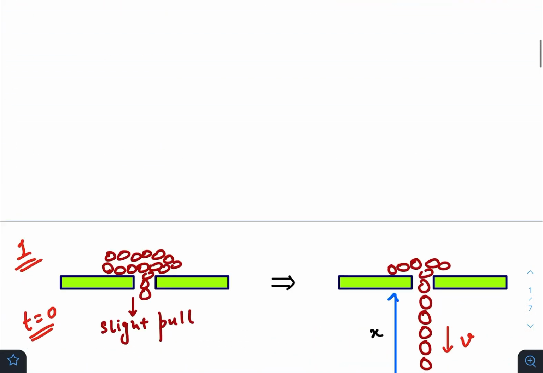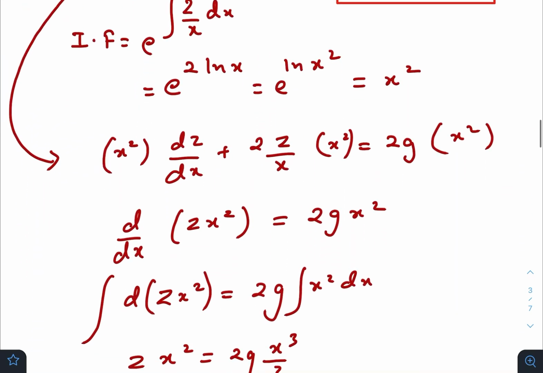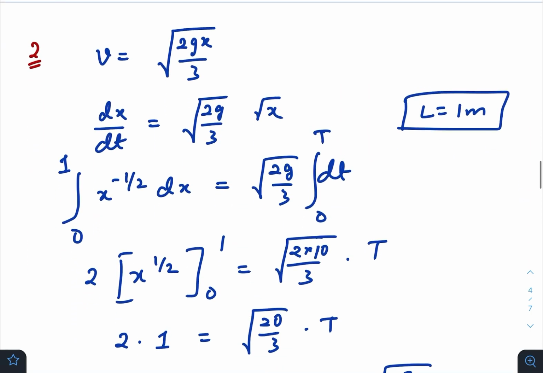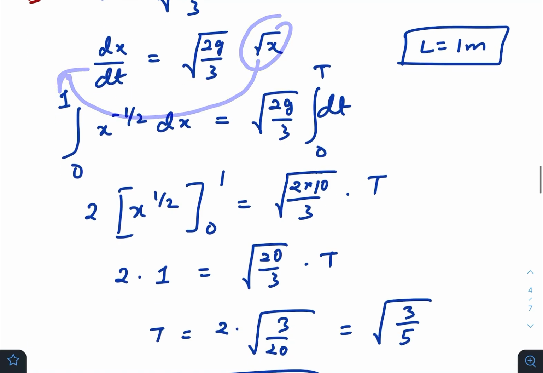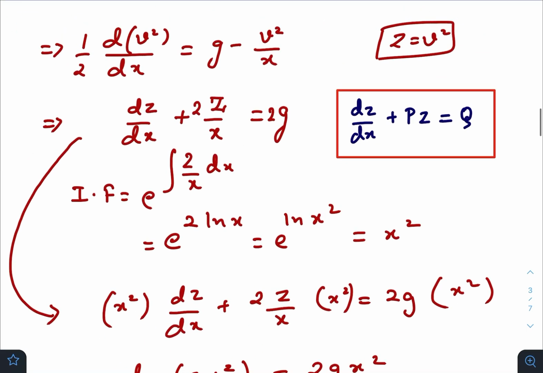So what is our second question? Time taken by lower end to reach the ground, right? Very easy. So v is dx/dt, and we can just pull x to this side, x to the power minus half, and we can write v as dx/dt. So at t equals 0, x is 0, that means no portion of the chain is hanging, and after a time capital T, the whole length of the chain is hanging vertically.